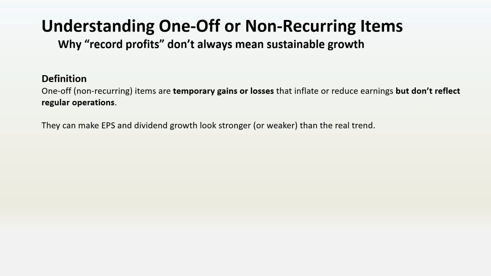Even in losses, maybe it is a penalty they were paying. That penalty will not recur next year. That's why it is a one-off item in the financial statements, financial results that may push or inflate or reduce the earnings. This makes EPS, that is earnings per share, and dividend growth look stronger or weaker than the real trade.